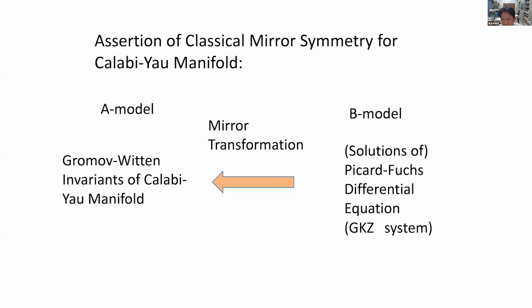The assertion of classical mirror symmetry is that the solutions of Picard-Fuchs differential equations are translated into the generating function of Gromov-Witten invariants of the Calabi-Yau manifold by using a mirror transformation, which is a coordinate change of deformation variables. It is easy to solve the Picard-Fuchs differential equation, and by using the mirror transformation, this function is translated into the generating function of Gromov-Witten invariants. That's the assertion of classical mirror symmetry.